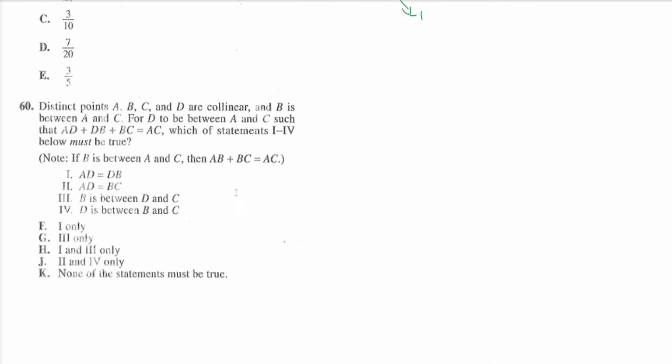Okay. Oh, word salad. Distinct points A, B, C are collinear. What does that mean? They're on this. Yeah, they're collinear. And B is between A and C. Okay. For D to be between A and C. Okay, so now that you know they're on the same line, do you want to try this one?